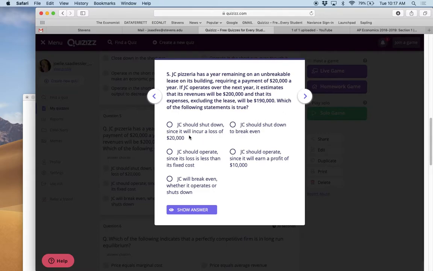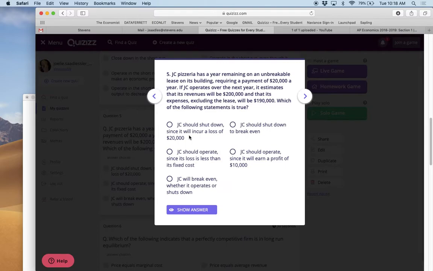Okay. JC Pizzeria has a year remaining on an unbreakable lease on its building, requiring a payment of $20,000 a year. That's its fixed cost. If JC operates over the next year, it estimates that its revenues will be $200,000 and that its expenses, excluding the lease, will be $190,000. So forgetting about the lease, it will make $200,000. The costs are $190,000, so the revenue is greater than the variable costs by $10,000.